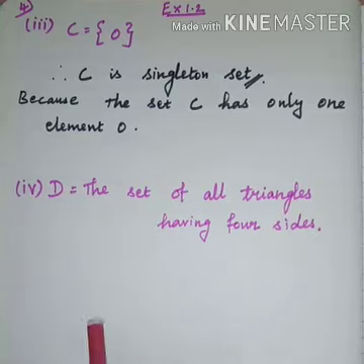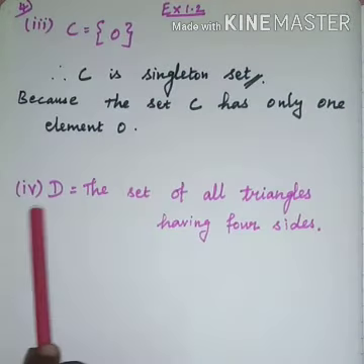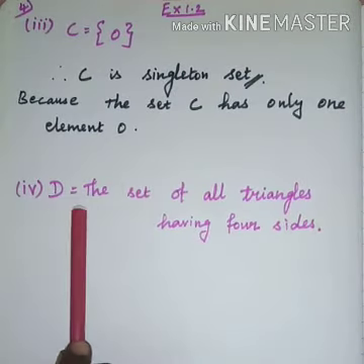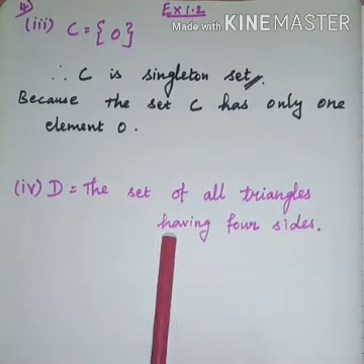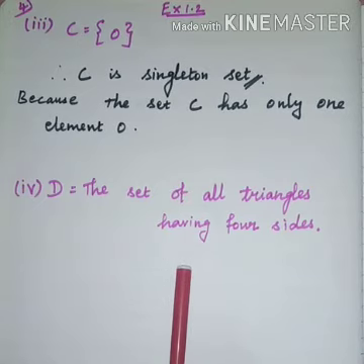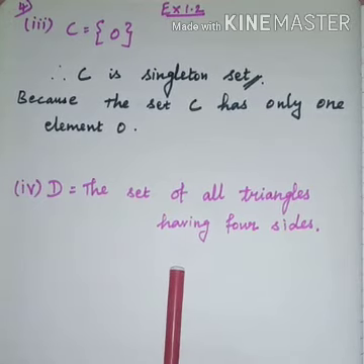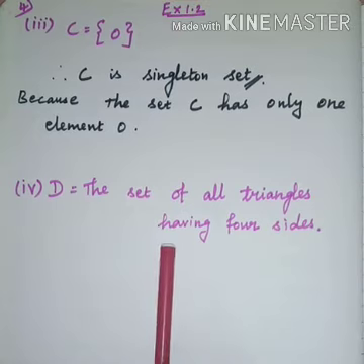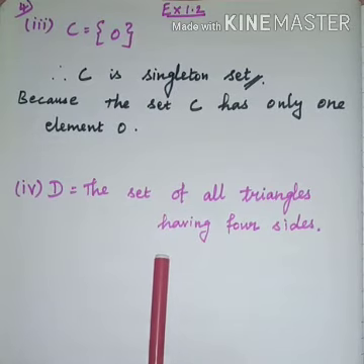Next, exercise 1.2, fourth subdivision. D is equal to the set of all triangles having 4 sides. This is the homework sum for you. You have to identify whether this set D is a null set or singleton set.